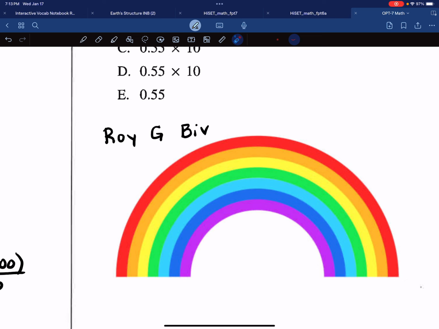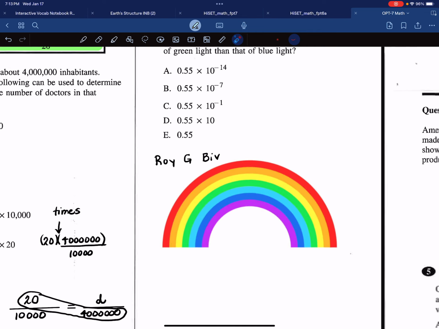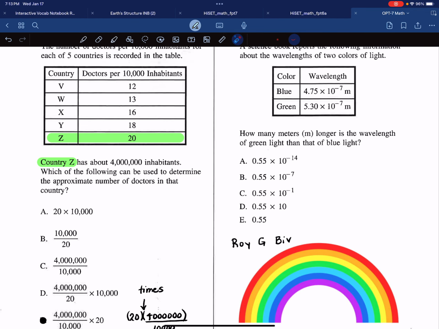And that's why the rainbow will always be in this order, because green will always have a longer wavelength than blue. Red has the longest wavelength, so it would be greater than yellow or orange. And then violet has the shortest wavelength. So that's what this problem is talking about. They're giving us the actual numbers that go with the wavelengths.